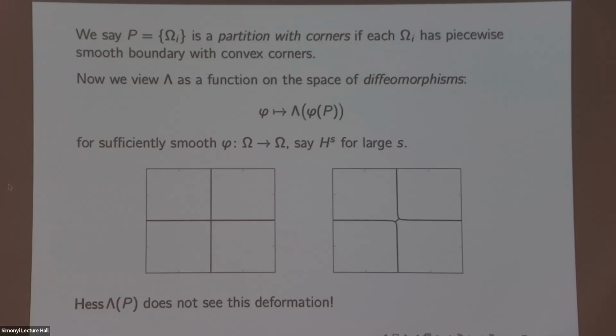Well, first off, I should tell you what kind of intersections I'm actually allowing. So the objects we're looking at are called partitions with corners. So this is a partition of my domain omega with the property that each component omega i has piecewise smooth boundary. So this one here would satisfy that condition. And I'm also going to assume that all of the corners are convex. So I can't have too wide interior angles on any of the corners.